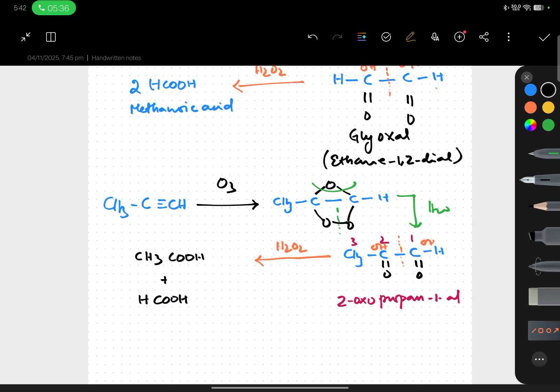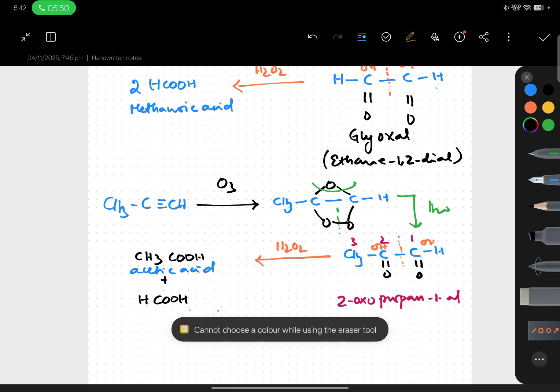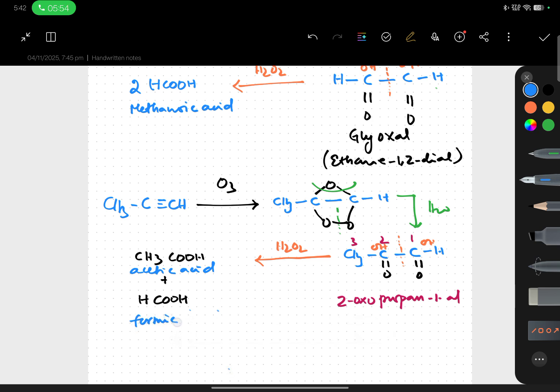So what is the first molecule called? It is acetic acid or ethanoic acid. This is methanoic acid or formic acid. I am using common name and IUPAC name together. Okay.